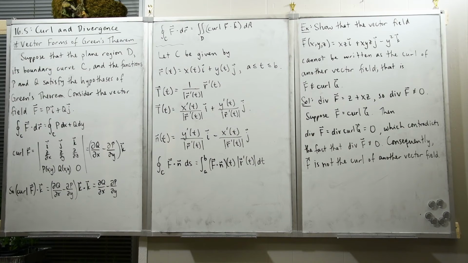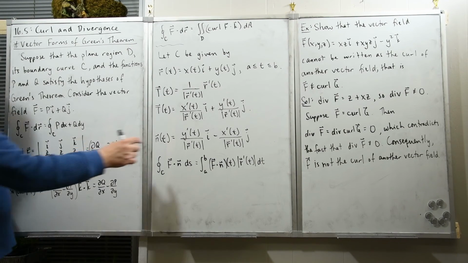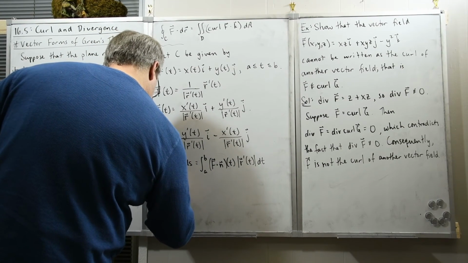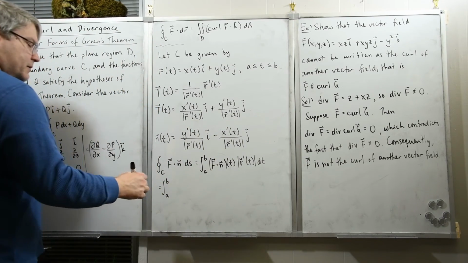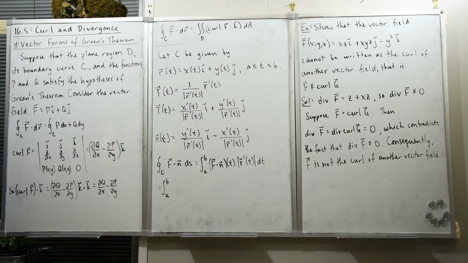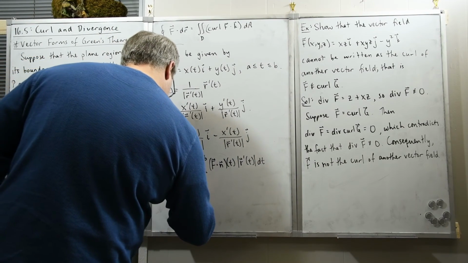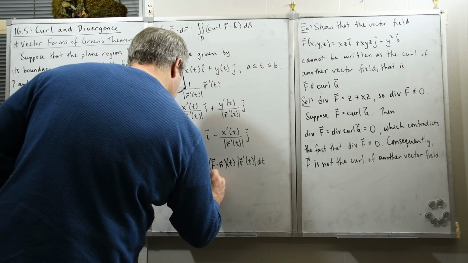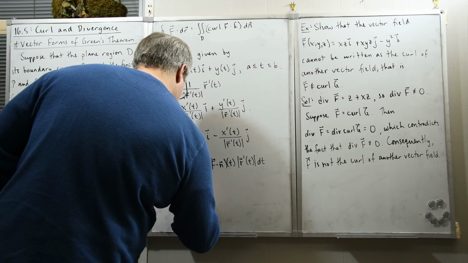But let's think about what f dot n would actually look like. Well, f has components p of x, y, q of x, y. N has these components. And so if you were to put all this together, then what you would end up with is the integral from a to b. Well, the first component of f times the first component of n, you would have p of x of t, y of t, times y prime of t over magnitude of r prime of t.